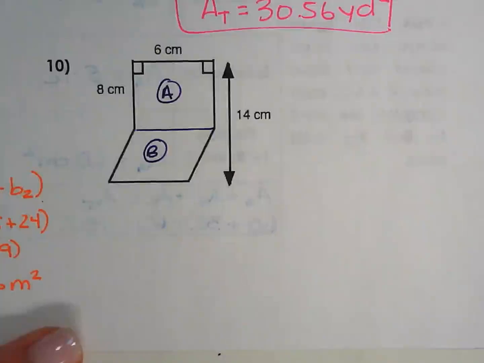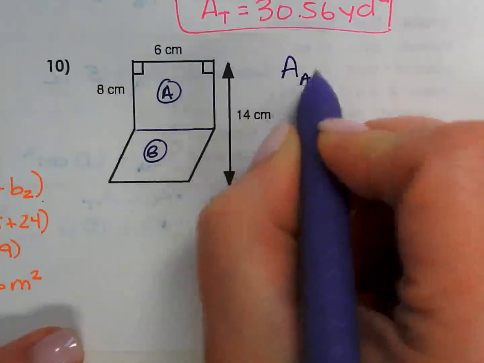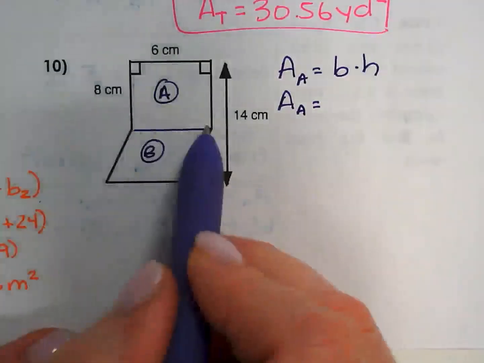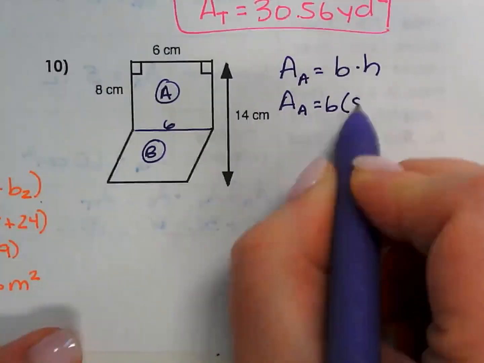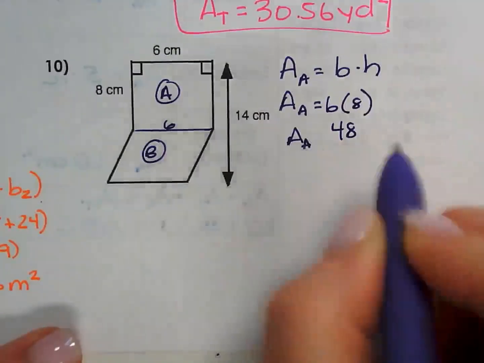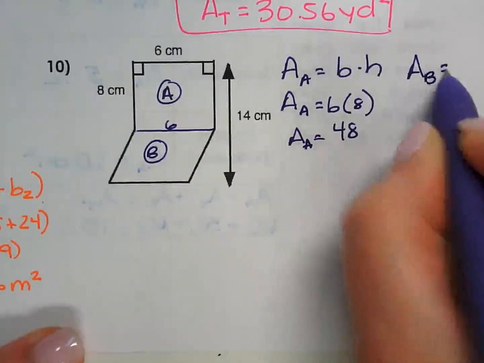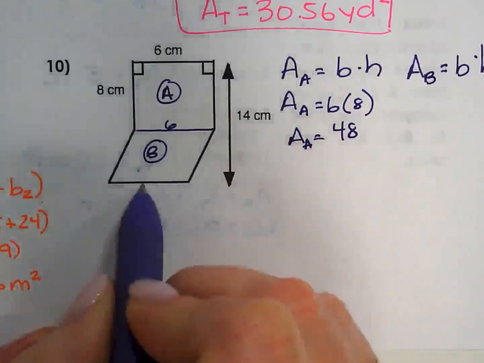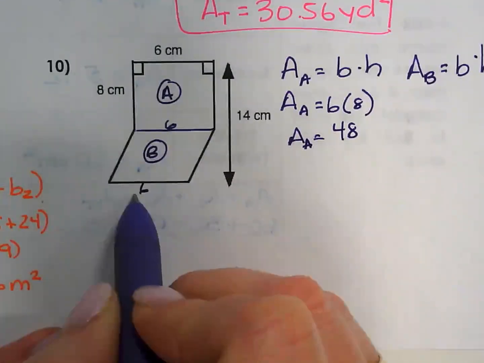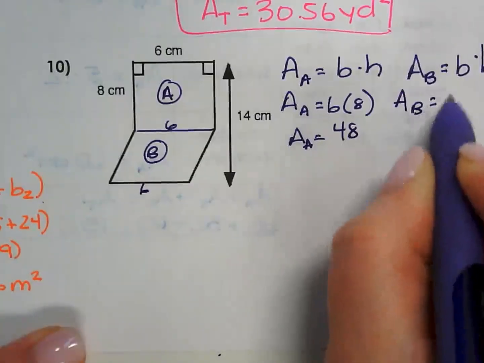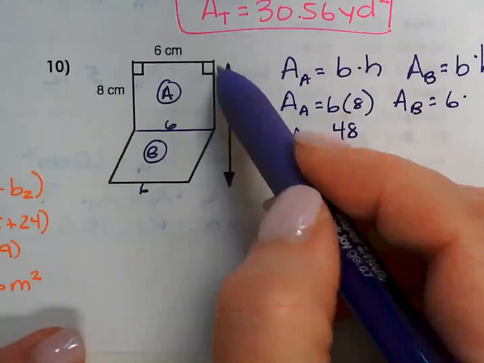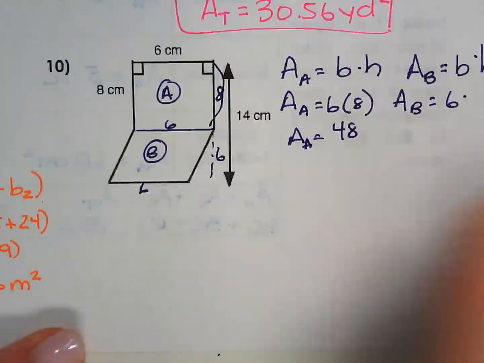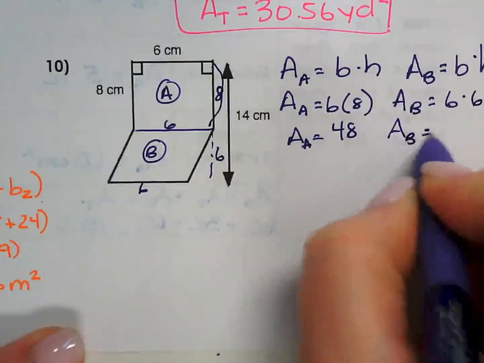Now those formulas are exactly the same. The area of A is going to equal base times height. So base in this case is 6. This is 6. And height is 8, so that's 48. And the area of B will equal the base times height. Now here's the difference. In here, the base is 6, because in a parallelogram, remember, opposite sides are parallel and congruent. So the area of here, it's going to equal 6 times. Now the height, if this whole thing is 14, and this part of it is 8, that leaves this part to be 6. So the area of B is going to equal 36.